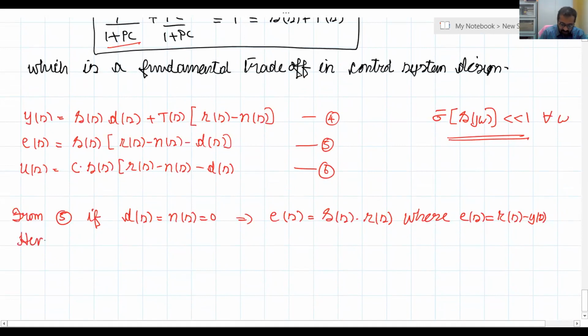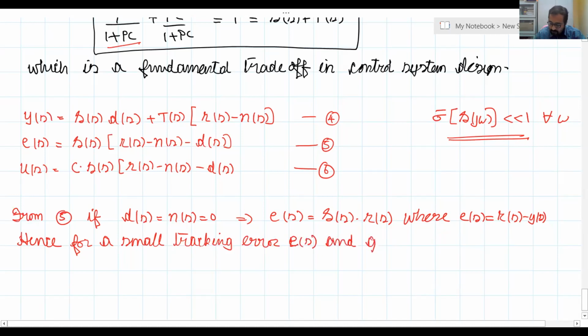Hence, for a small tracking error E of S and good tracking, the sensitivity function S of S should be small.